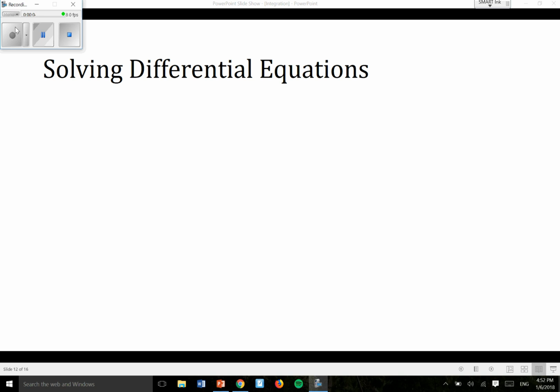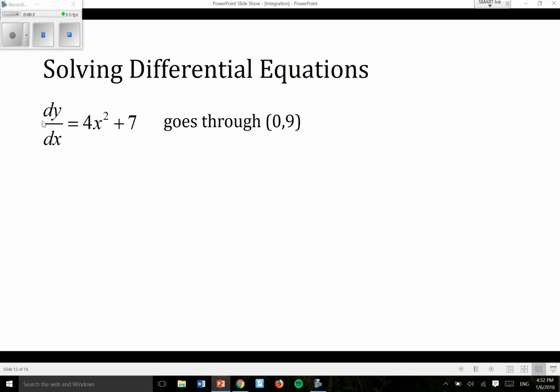These final topics that we're going to cover in this integration review, I'm going to do super fast because you just took a test on these topics. Hopefully they're pretty fresh in your mind still. Solving differential equations. That means to find the original function.